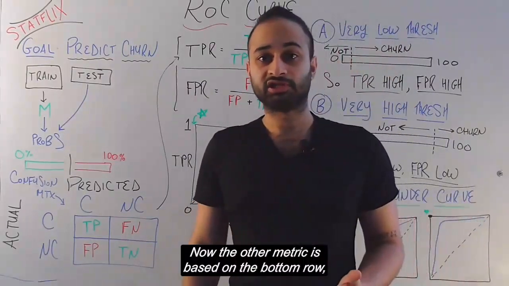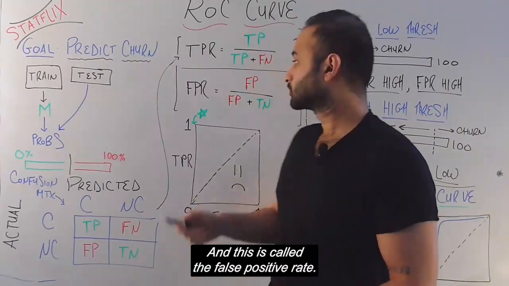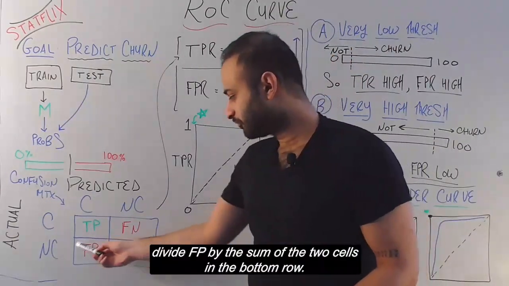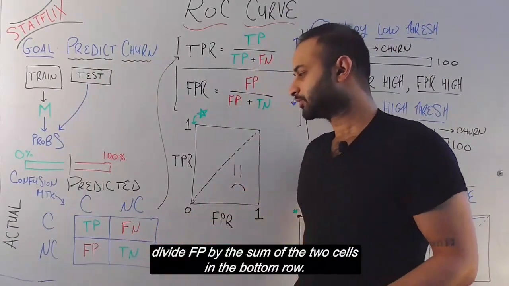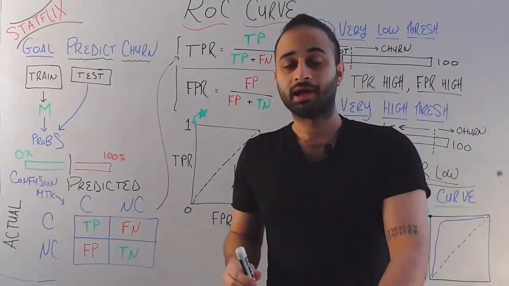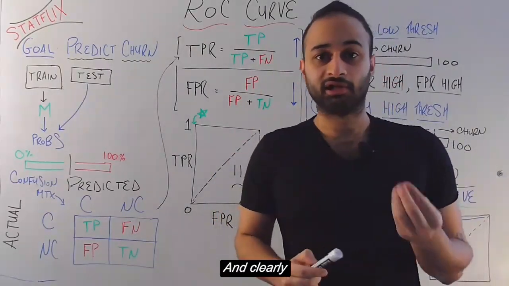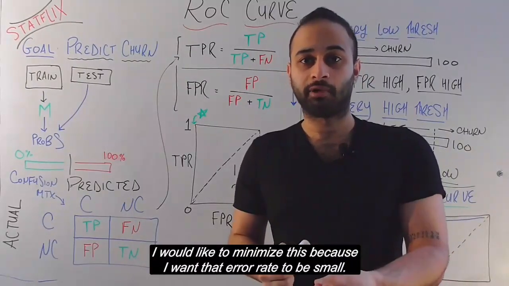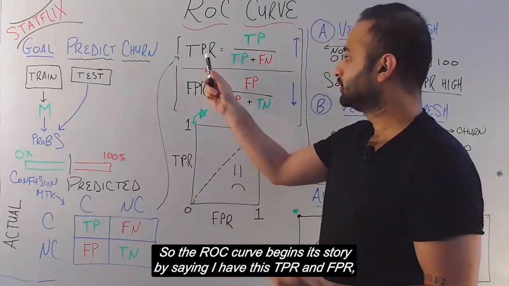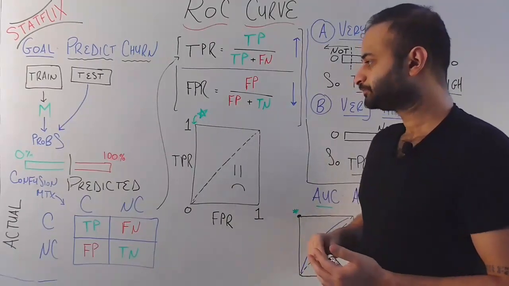Now, the other metric is based on the bottom row, and that is based on all the customers that would not actually churn. And this is called the false positive rate. A very similar calculation. And the story here is that we divide FP by the sum of the two cells in the bottom row. Now, this answers the question of all the customers that will not churn, how many do I predict incorrectly? That's why the FP is the numerator here. And clearly I would like to minimize this because I want that error rate to be small. So the ROC curve begins its story by saying I have this TPR and FPR, and I would like to maximize my TPR and minimize my FPR.